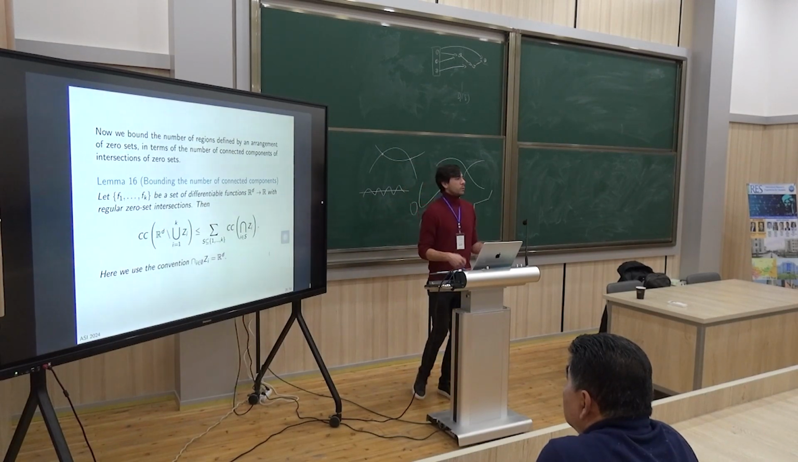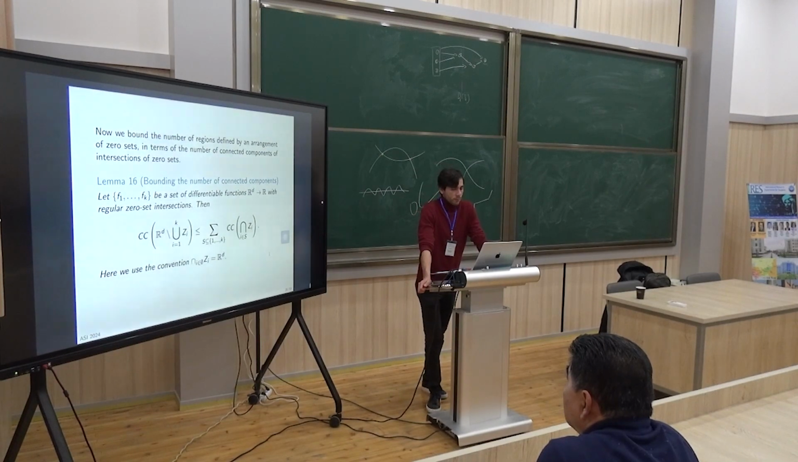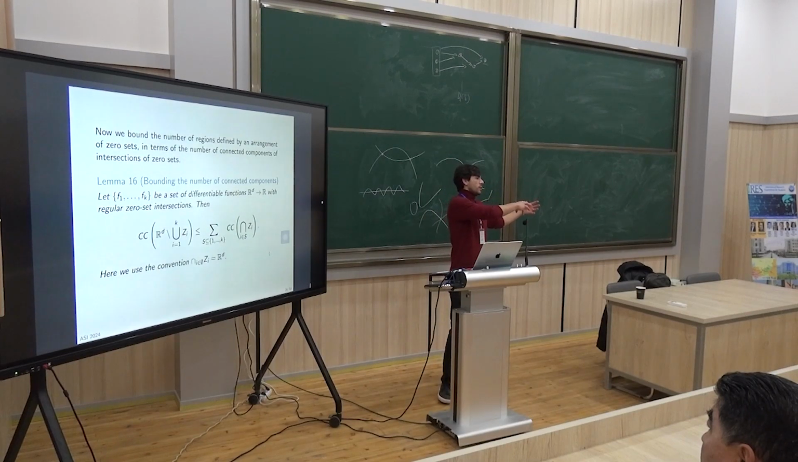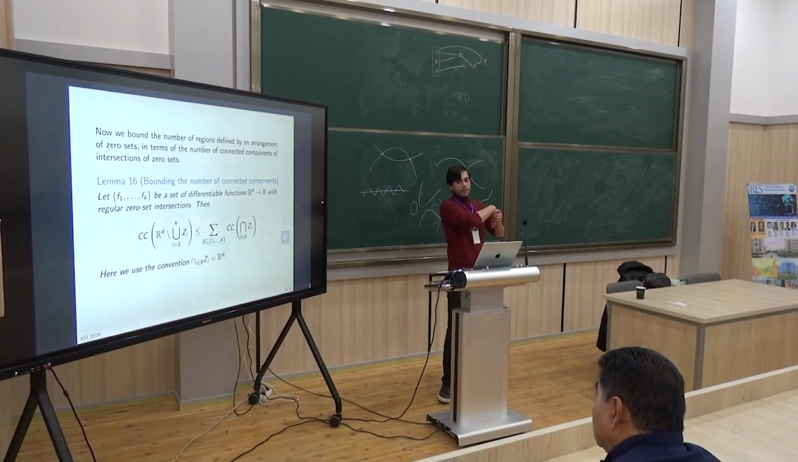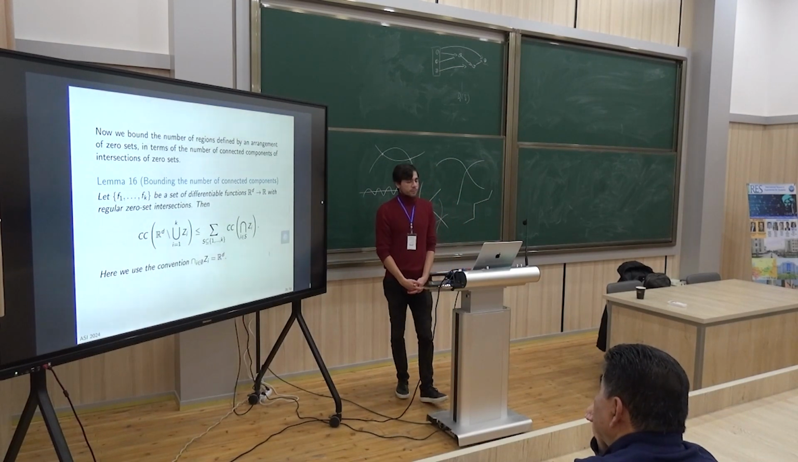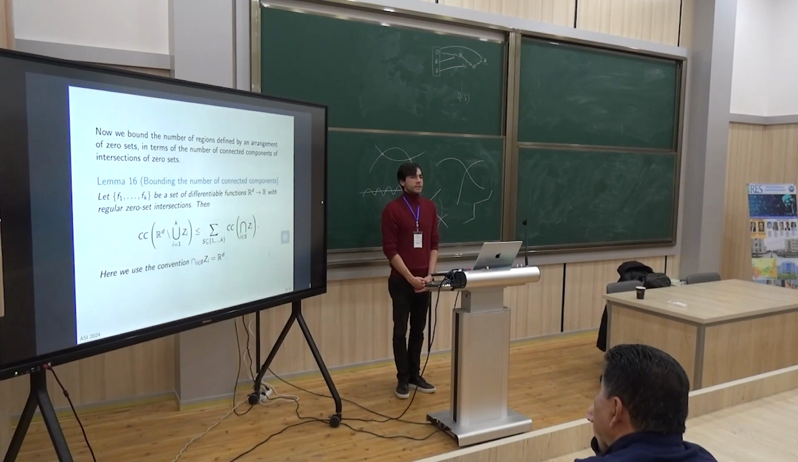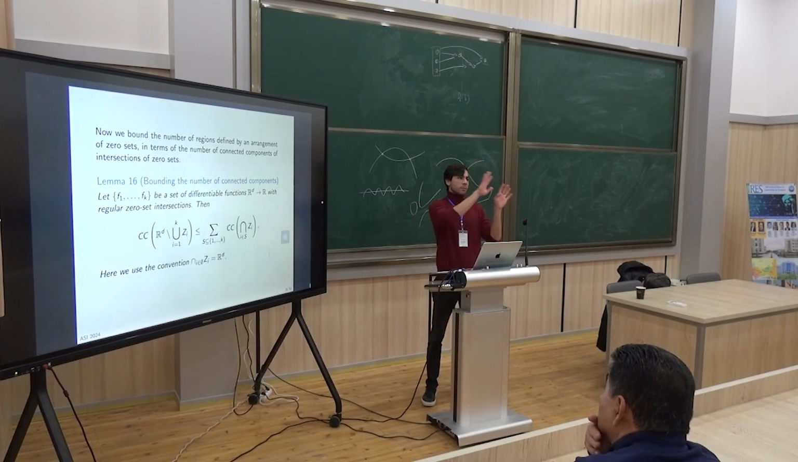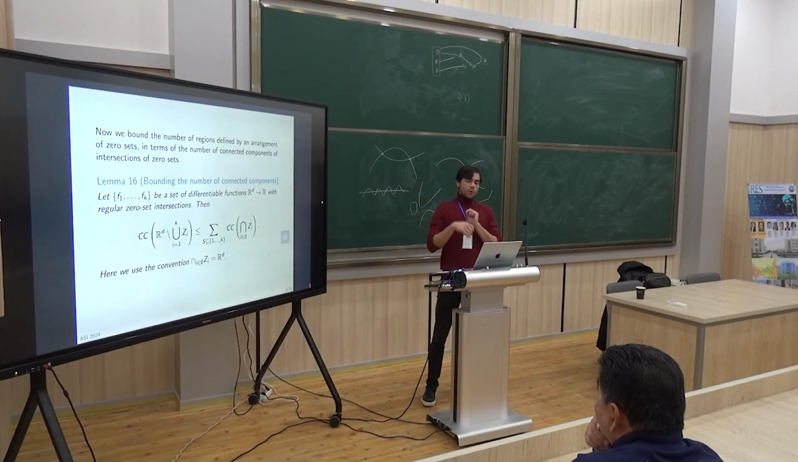Next, what we need to do is bound the number of regions that is defined by such an arrangement of zero sets or surfaces. And one approach for doing that, so we introduced the solution set component bound. So now we want to be able to relate that to some solution set component bound. And the way that works is this very nice relationship. What it says is that we can relate the number of cells to the number of connected components of the intersections of the surfaces.